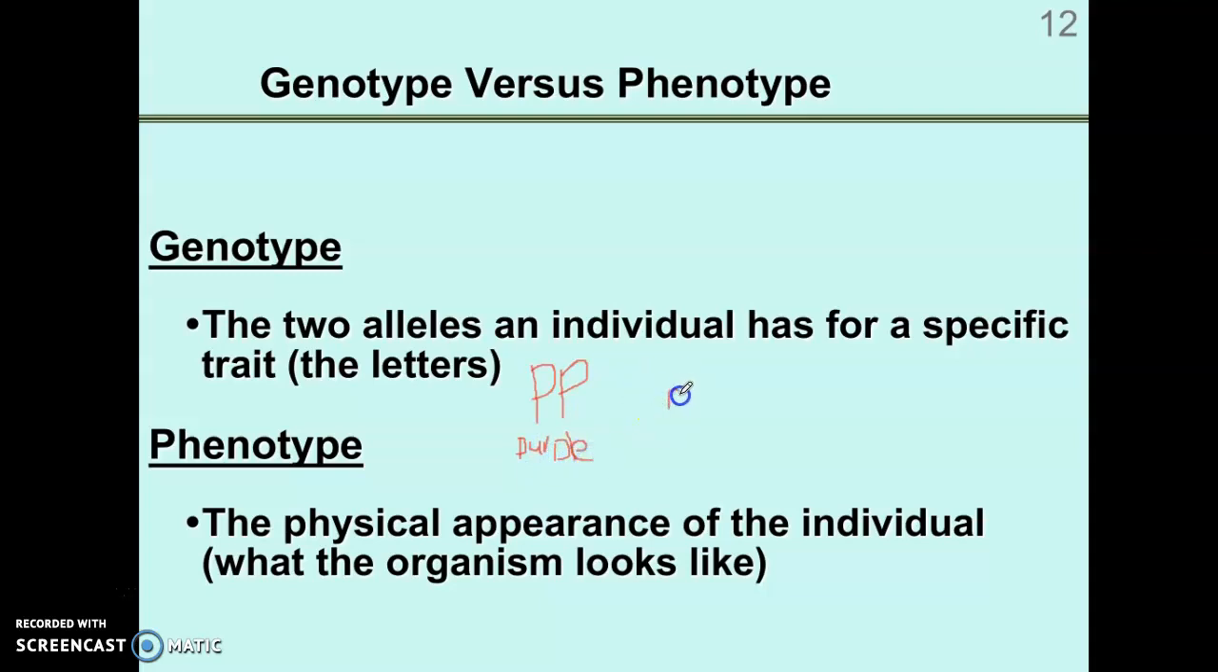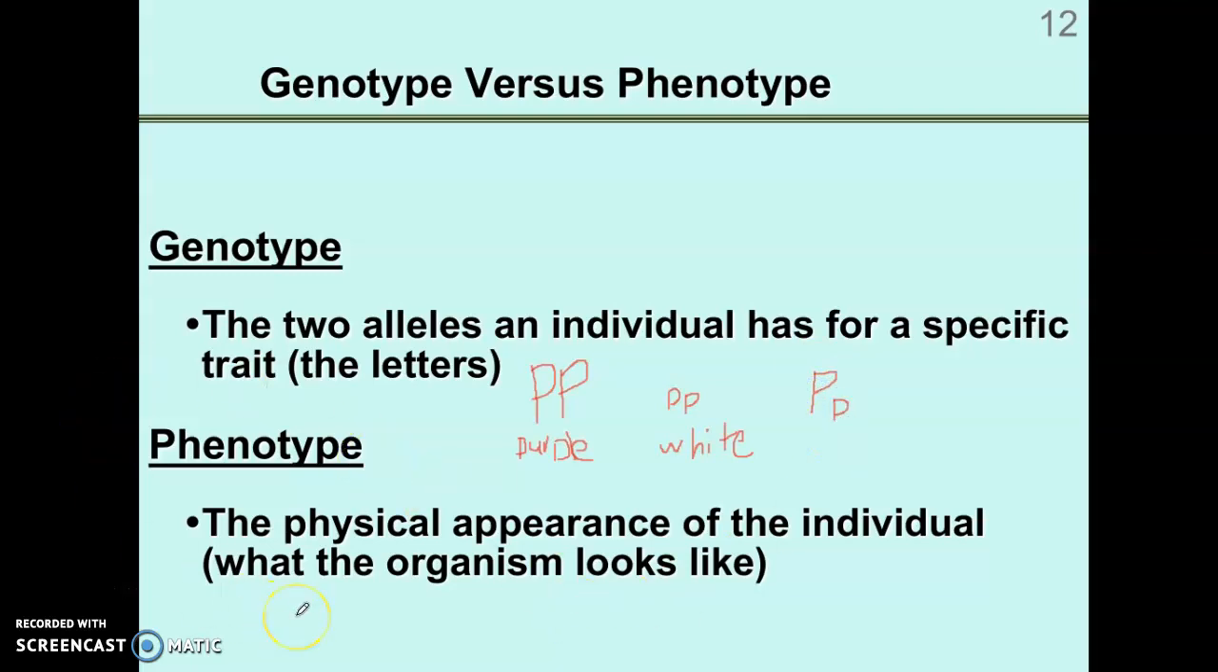And then the genotype of little p would be just that. The two alleles represent little p, and this would be white. The genotype is that it's recessive and it's homozygous. Now, if we did heterozygous, it would be big P, little p. The genotype is specifically that, it's heterozygous.